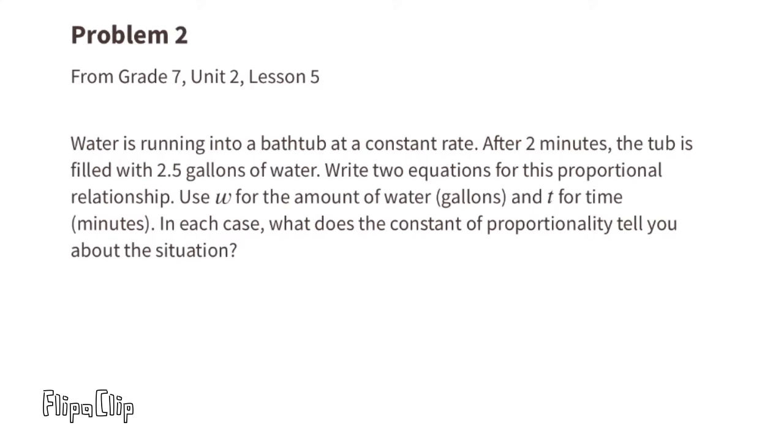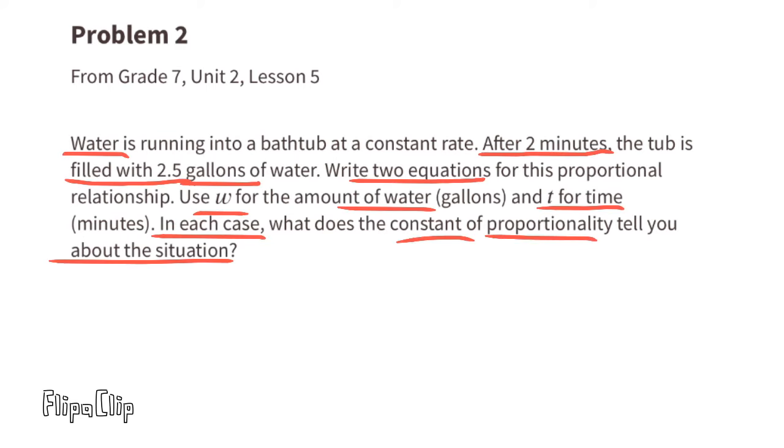Problem number 2 from 7th grade Unit 2, Lesson 5. Water is running into a bathtub at a constant rate. After 2 minutes, the tub is filled with 2.5 gallons of water. Write 2 equations for this proportional relationship. Use W for the amount of water in gallons and T for time in minutes. In each case, what does the constant of proportionality tell you about the situation?